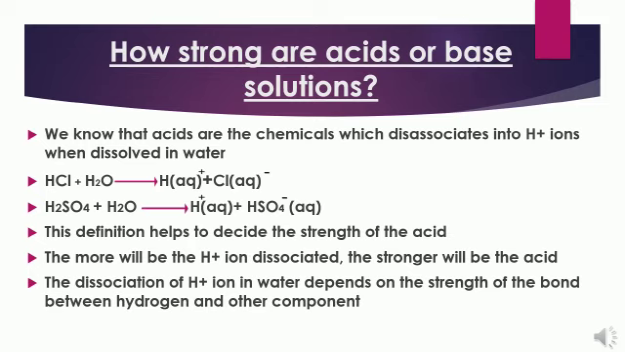So the more H+ ion dissociated, the stronger will be the acid. So HCl is a strong acid, because H2SO4 is giving out HSO4-. Again, H is attached to SO4. So the dissociation of H is less compared to HCl. So the dissociation of H+ ion in water depends on the strength of the bond between hydrogen and the other component. The bond is strong in case of HSO4-. So we can say that HCl is stronger than H2SO4.